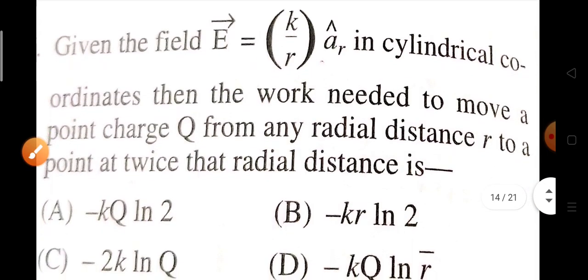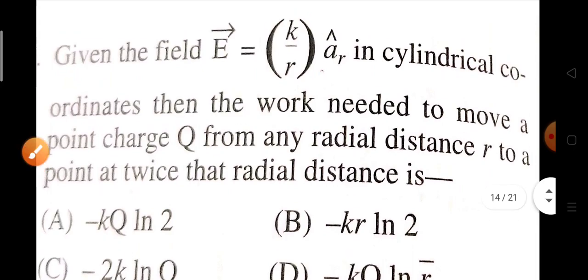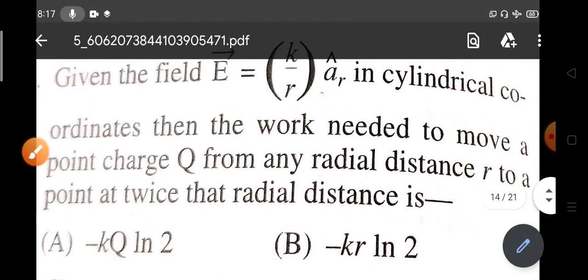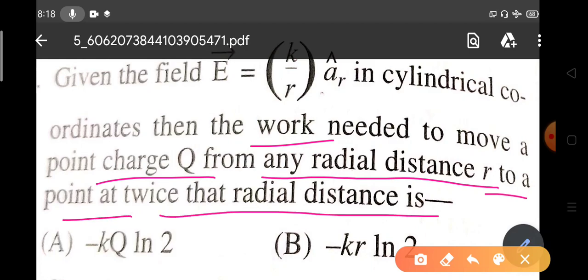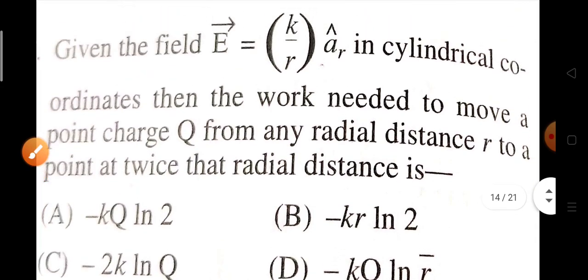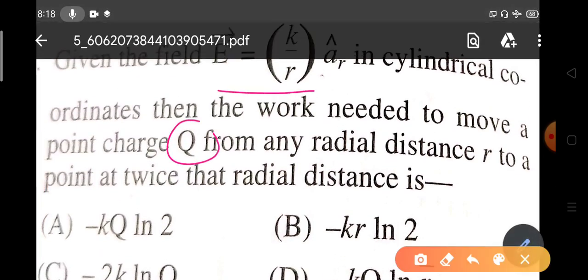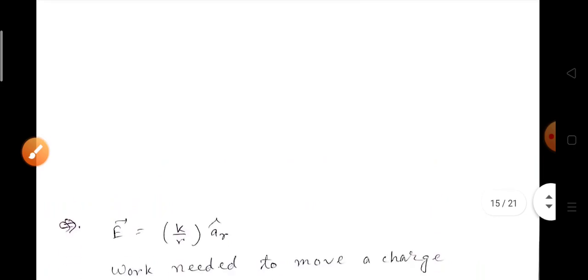The next question is: given the electric field k by r into ar cap in cylindrical coordinates, what is the work needed to move a point charge q from any radial distance r to a point at twice that radial distance, that is 2r? So you are given an electric field, you have a certain charge q, and you want to move it from r to 2r.